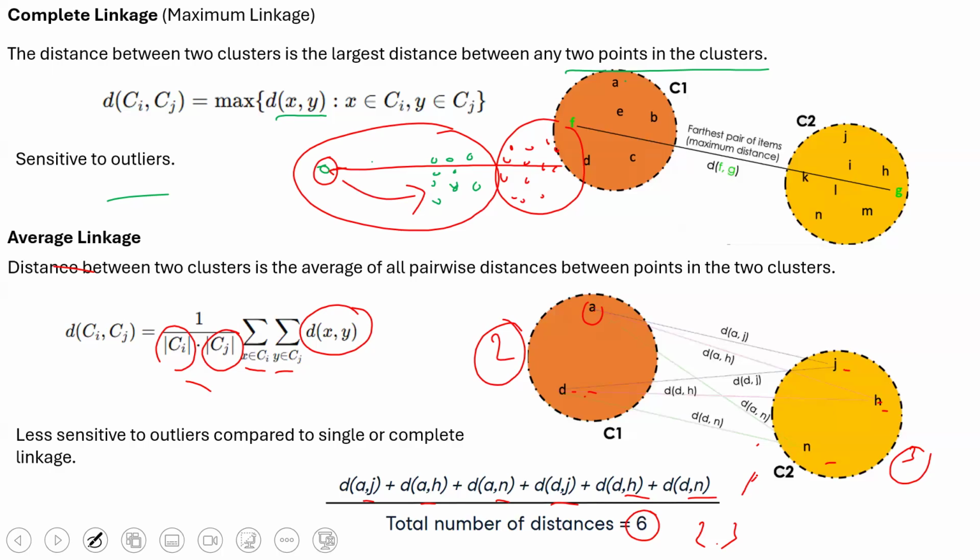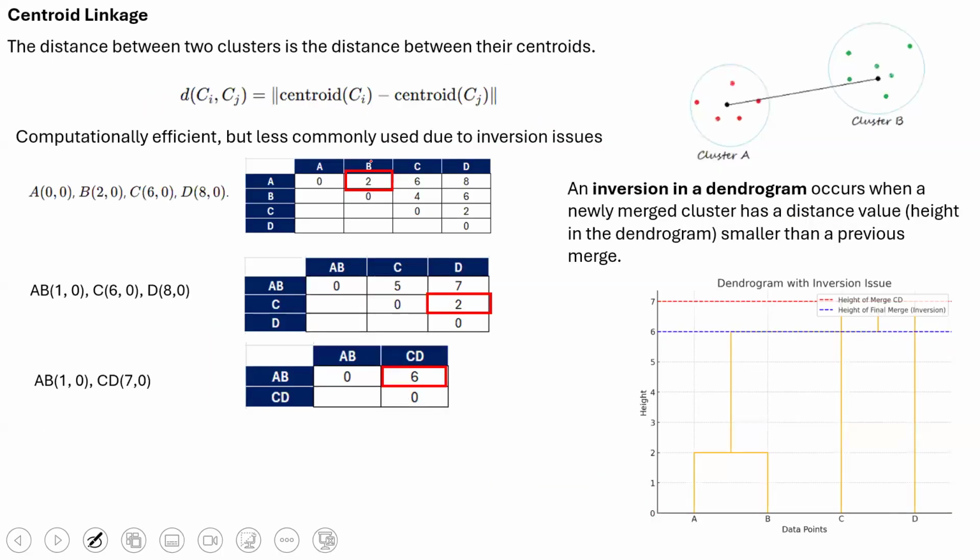As we are calculating the distance between every pair of points, outliers will have less impact, right? Even if there is an outlier, you're taking every other distance. So these distances are minimizing the effect of this outlier. So that is what the average linkage function is.